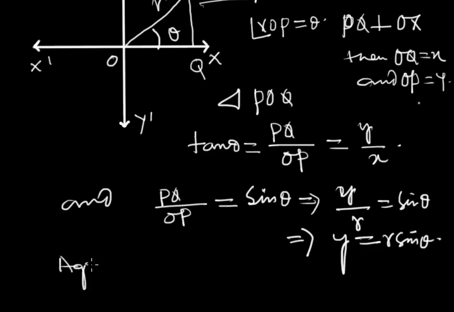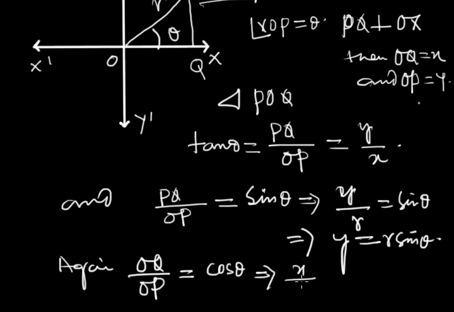Again, OQ upon OP equals cos theta. As we know, base by hypotenuse equals cos theta. This implies x upon r equals cos theta. So this implies x equals r cos theta.